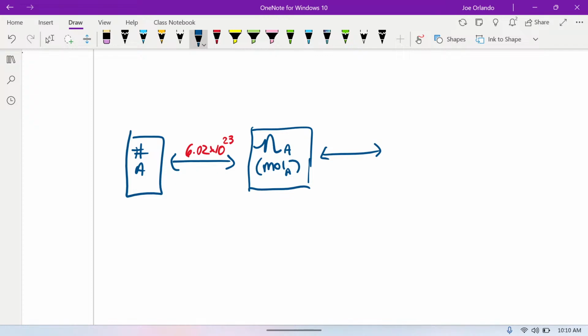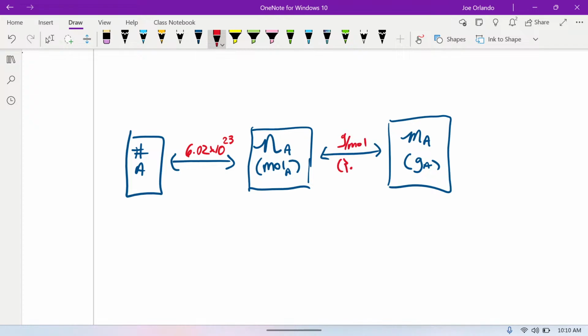And what's it branch us to? It lets us work with counting numbers, which is important because chemical reactions are recipes, right? They're based on counting things out. We can't count atoms out, but what can we do with materials? We can weigh them. We can measure their mass, and that's measured in grams. And what's the relationship between that? How many grams are in a mole? Where do we find that? Periodic table. Yeah, we look at the periodic table.